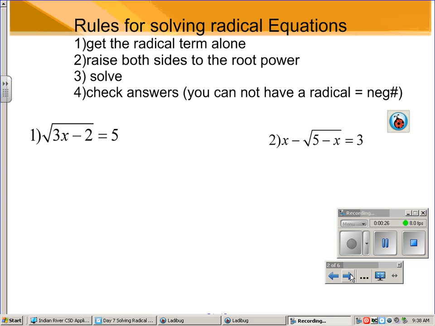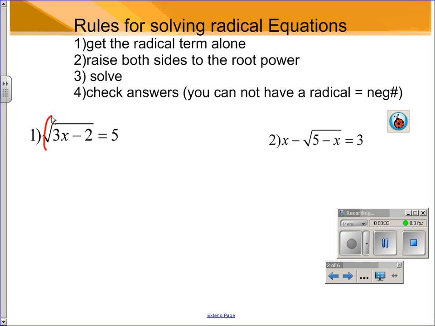So let's look at number 1. To get rid of the square root, we're going to square both sides because they cancel each other out. So you're going to square both sides. So a square root to a squared cancels. So we have 3x minus 2 equals 5 squared, which is 25.